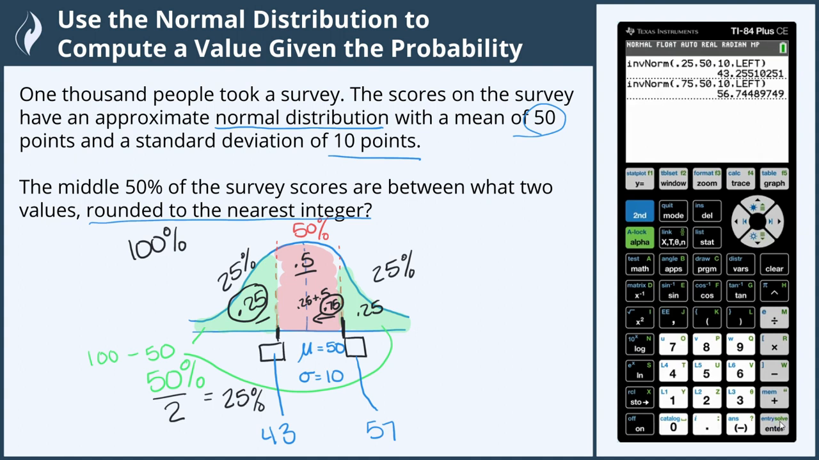So we have our two scores for which 50% of the data is between: 43 and 57. And now we're all done.